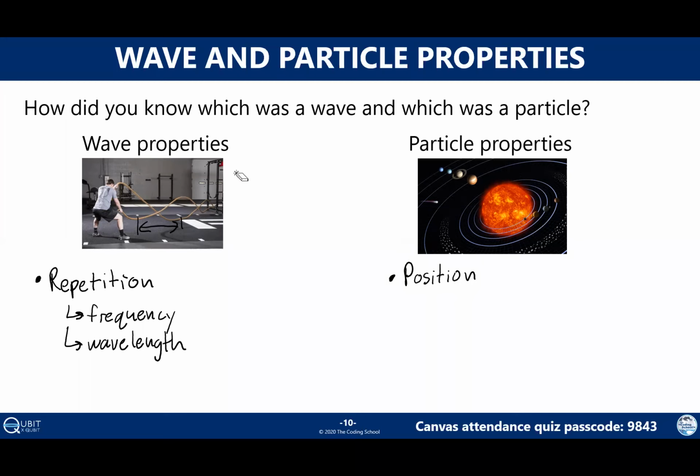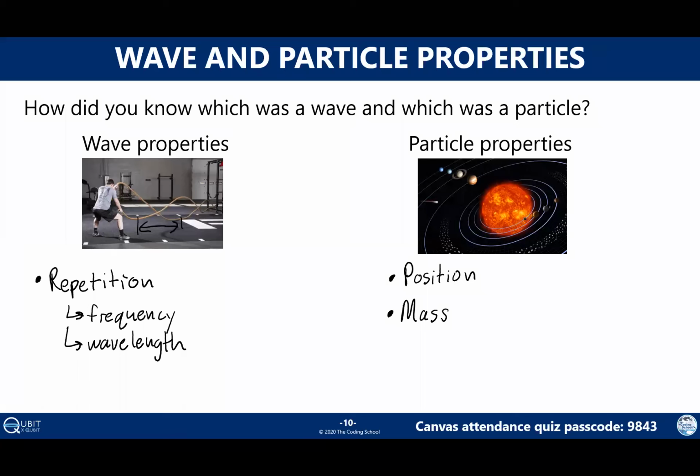A second defining characteristic of a particle is that it has some mass. So again, with the Earth, I can say, what is the mass of the Earth? With a wave of water, I could ask what is the mass of a water molecule, but there's no real sense in which the wave itself has a mass.